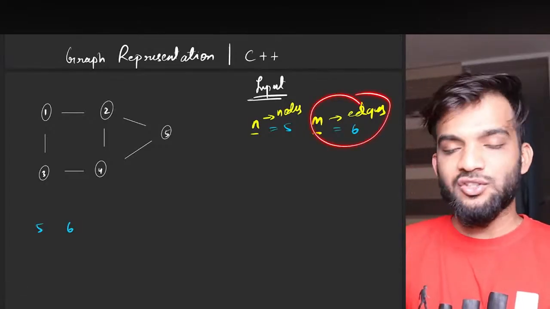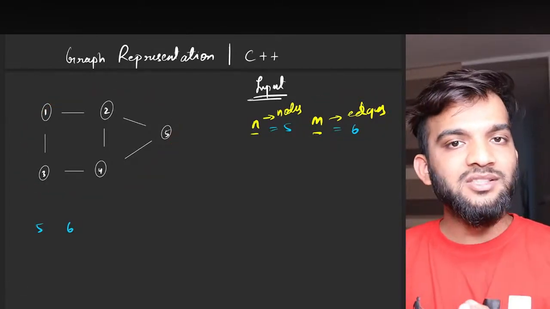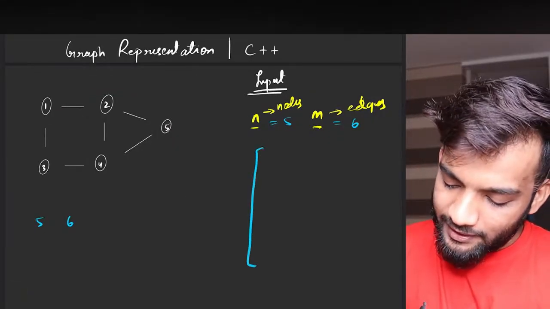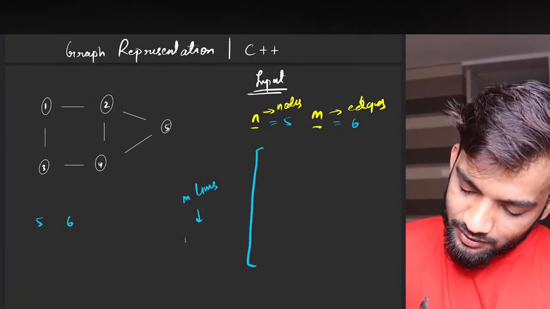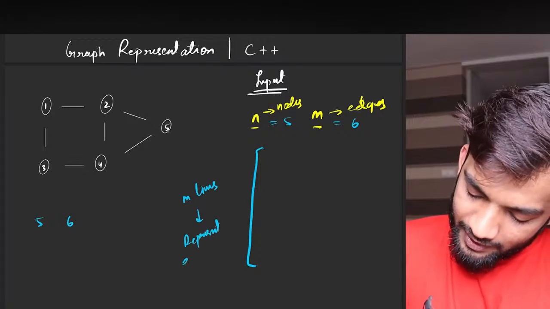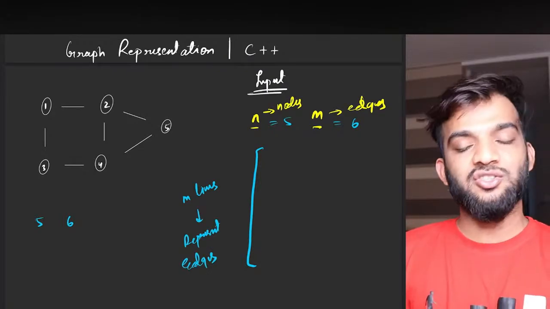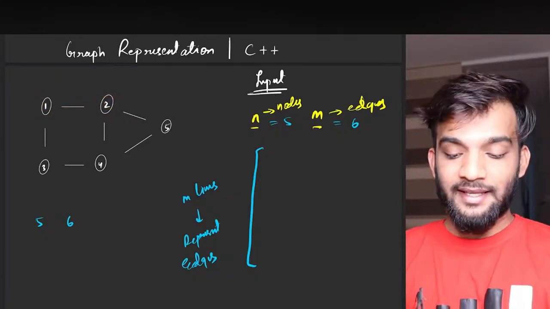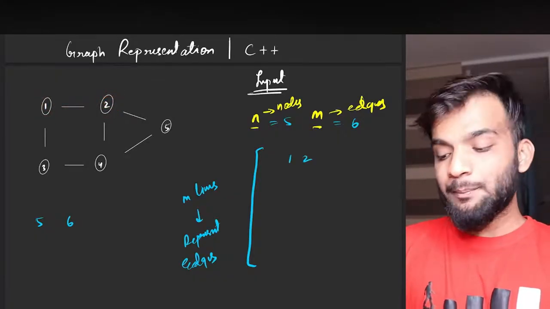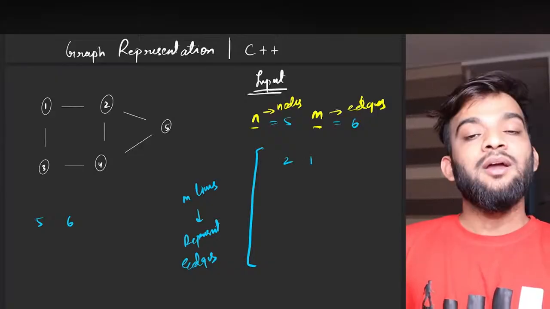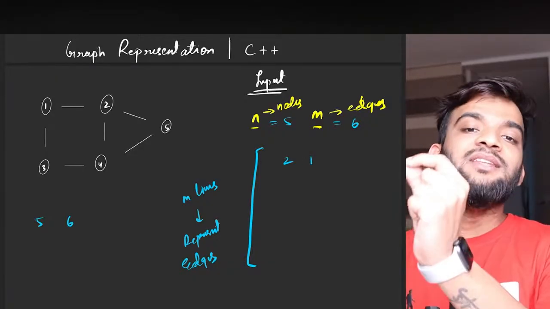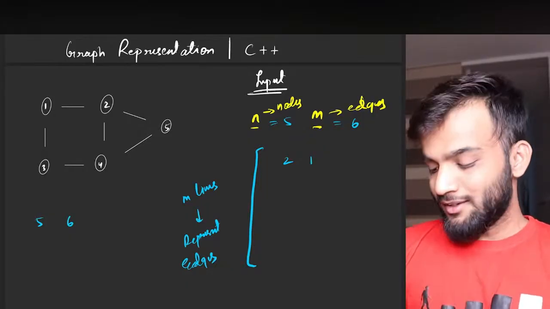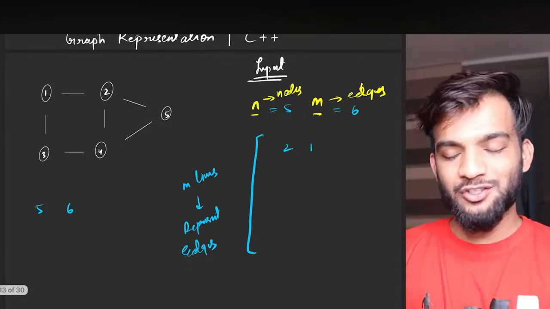Now, to represent a graph, you have to understand which nodes the edges are between. In the next lines, they will give you M lines. Remember this: M lines that will represent edges. For example, if there is an edge between 1 and 2, the input might tell you 1, 2, or it might tell you 2, 1. It can be either way. If they tell you 1, 2, we assume there is an edge between 1 and 2, and also between 2 and 1. So 2, 1 means 1, 2, and vice versa.